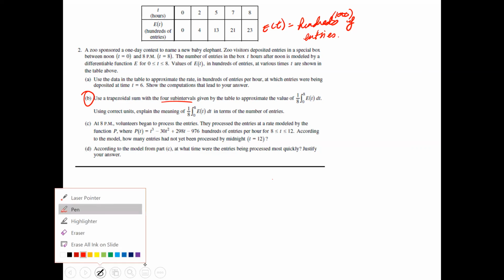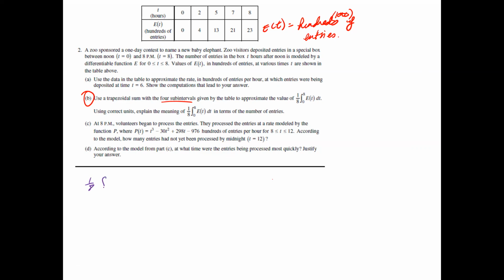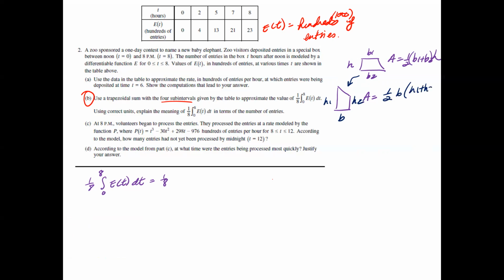All right, so let's go ahead and write down the formula. So 1/8 from 0 to 8 of E of t dt is going to equal 1 over 8. Given the fact that this is a trapezoidal Riemann sum, remember with a trapezoid, you think of a trapezoid looking like this. Here's your height, base 1, base 2. Your area is 1/2 times base 1 plus base 2, times height. Well, given that your trapezoid is rotated in this situation, you have height 1, height 2, and the base. So 1/2 base times height 1 plus height 2.